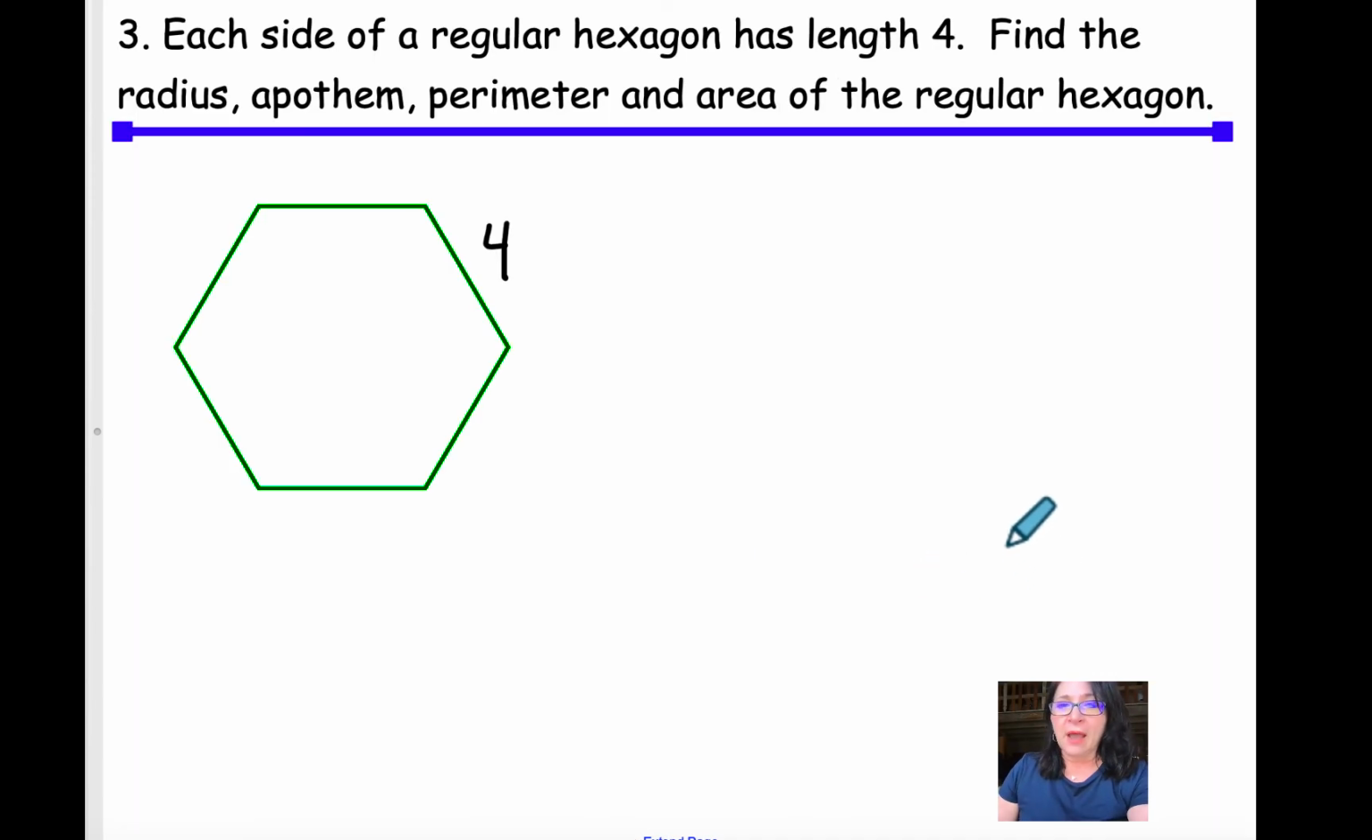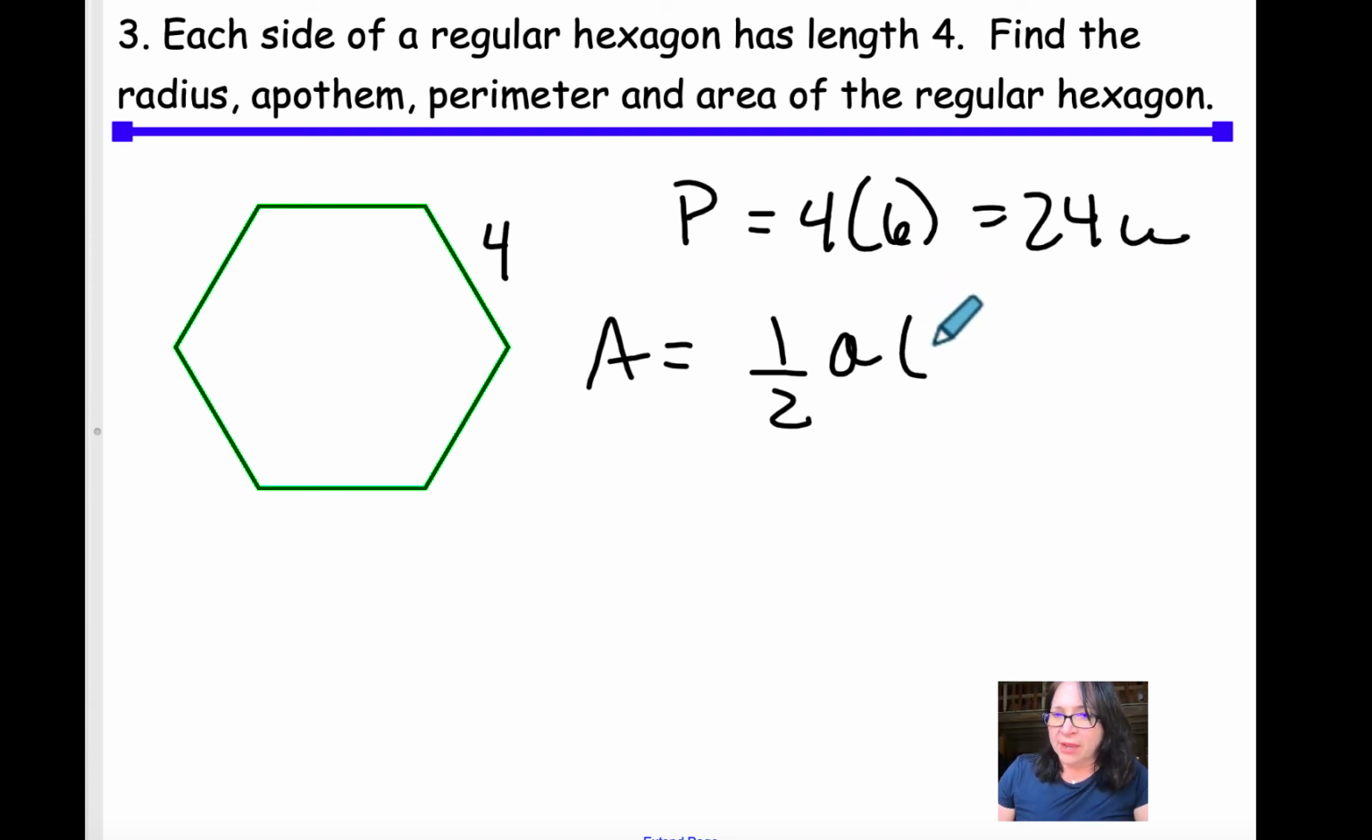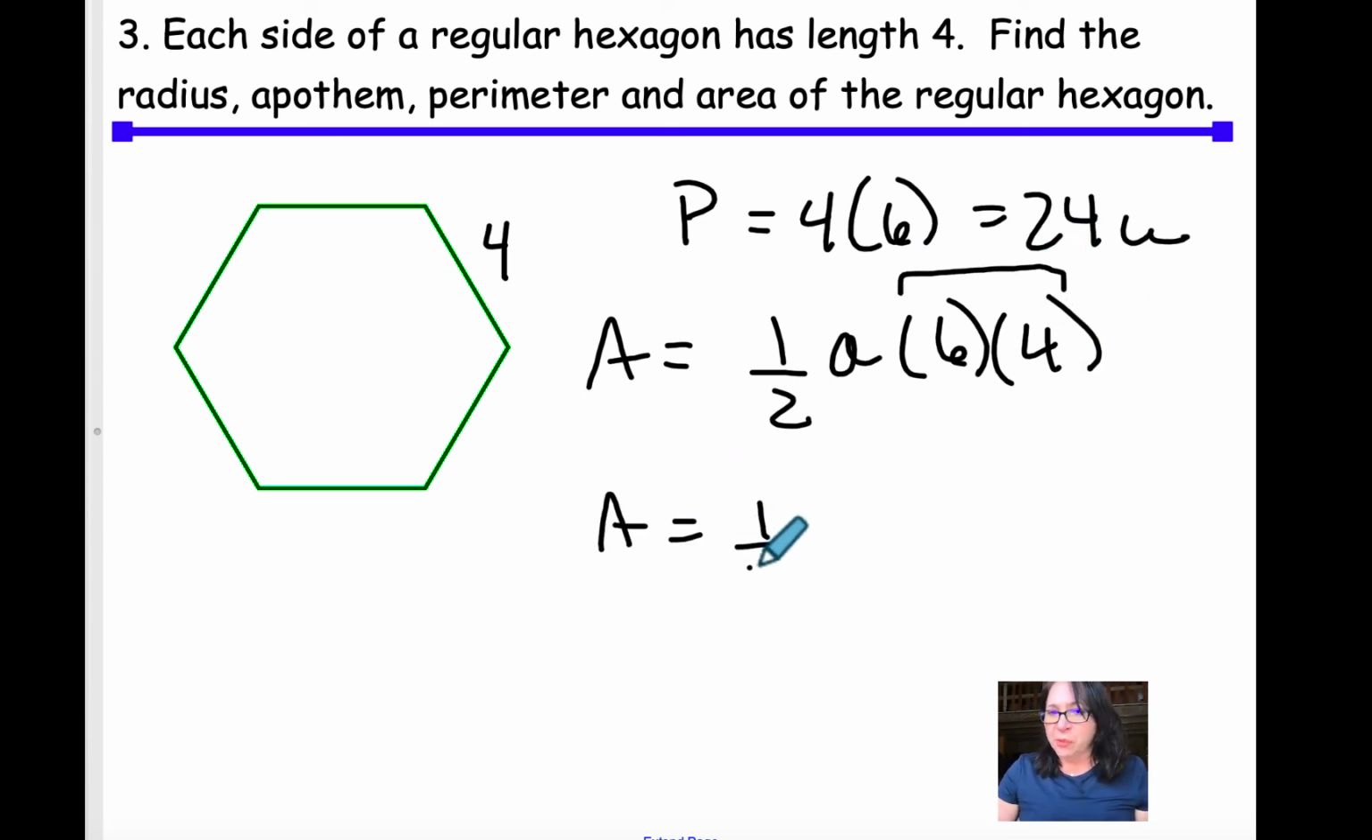Thank you. For this problem here, we know that the perimeter for this shape is just 4 times 6. So 24 units. And so my area is 1/2 my apothem times the number of sides, which we know is 6, times the length of one side, which is 4. There's my perimeter right there. And so all I have to do for this problem now is just find my apothem. Because when I'm done, I'm going to take that and multiply by 24 and divide by 2.